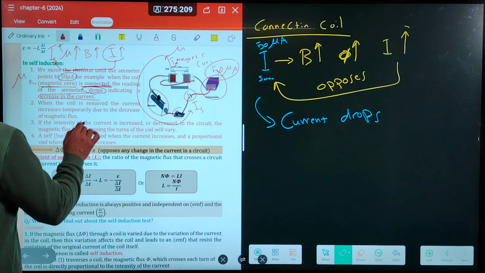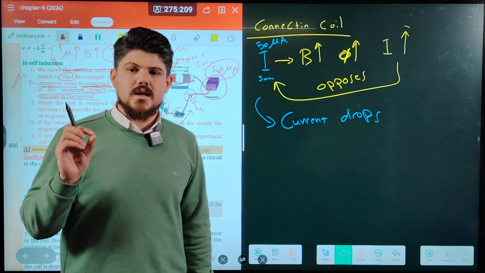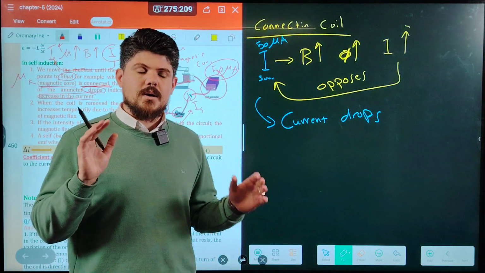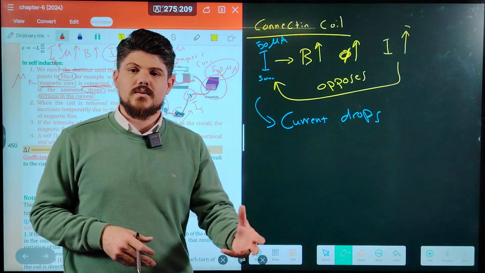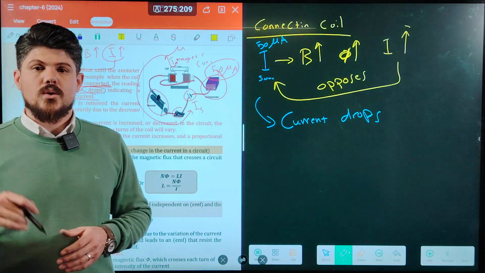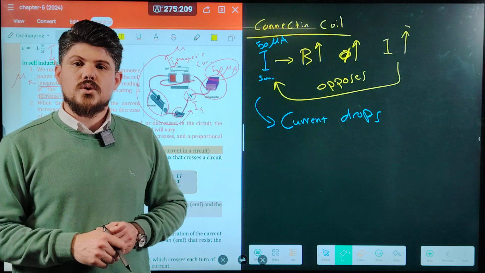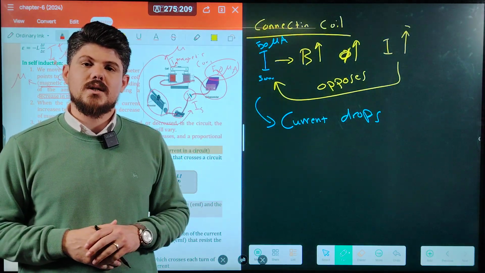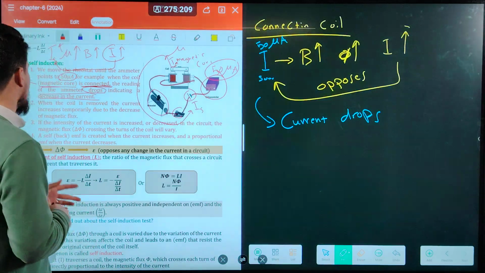So the most important thing you have to know: by inserting a magnetic core into the coil, the magnetic field increases, the magnetic flux increases, and the amount of induced current increases according to Lenz's law. This increase is opposite to the current of the source, so the resultant current decreases and the reading of the galvanometer drops.